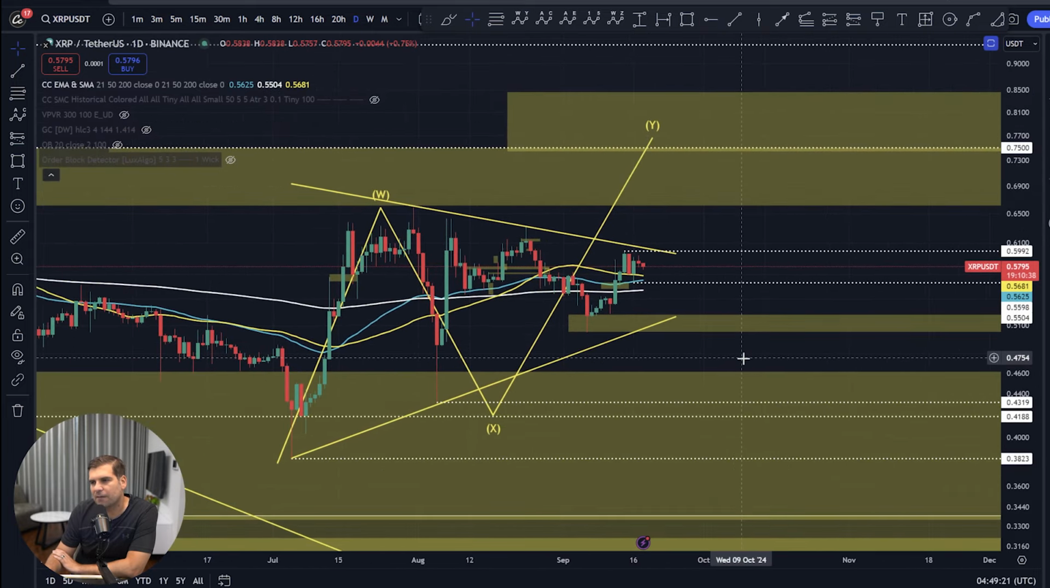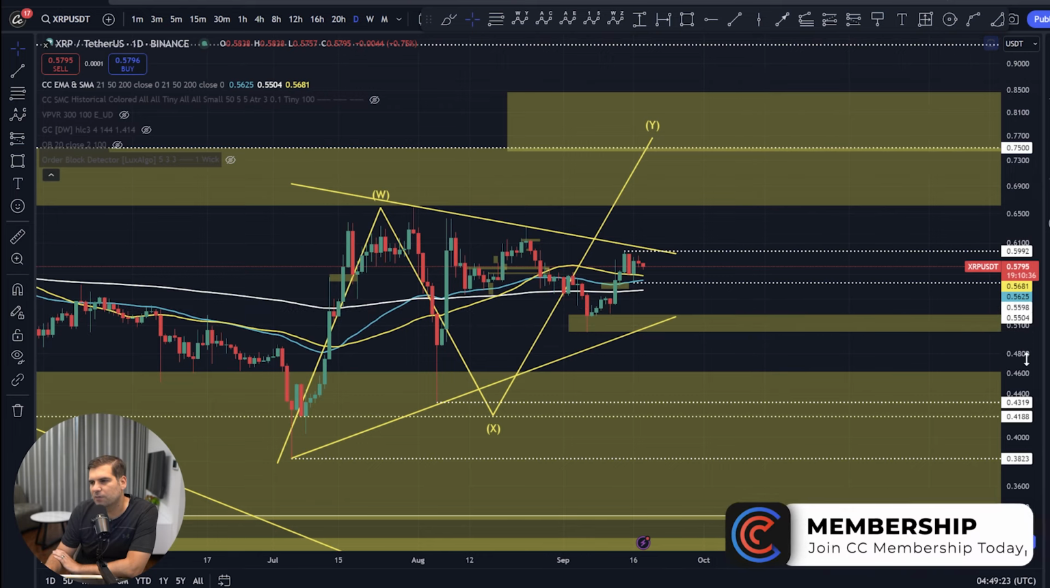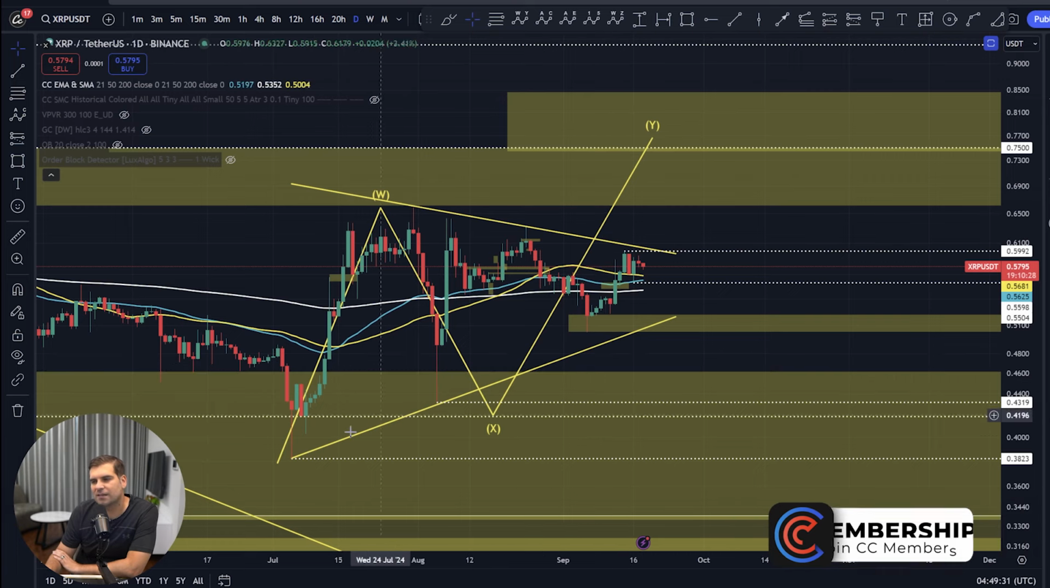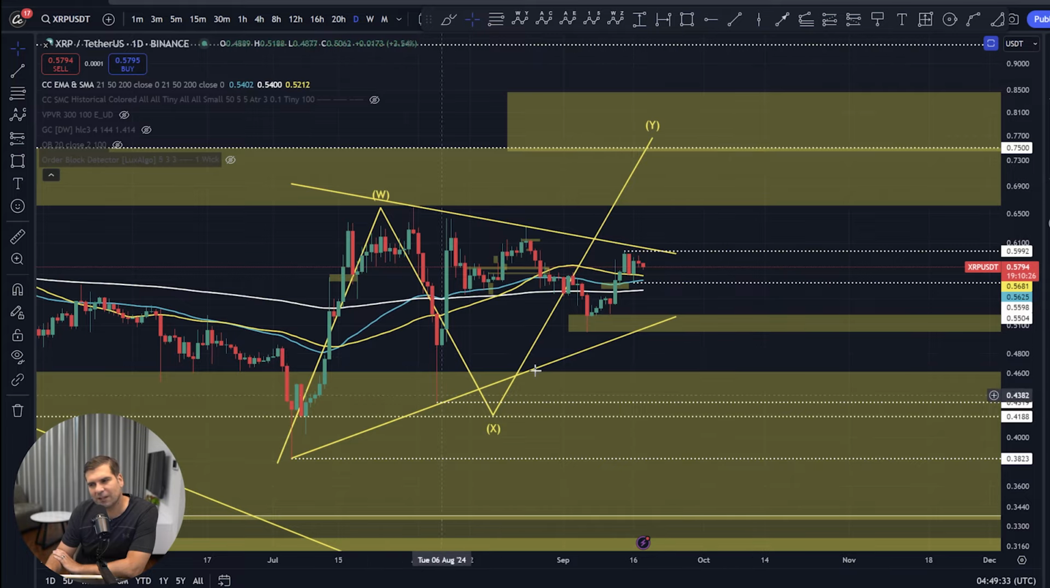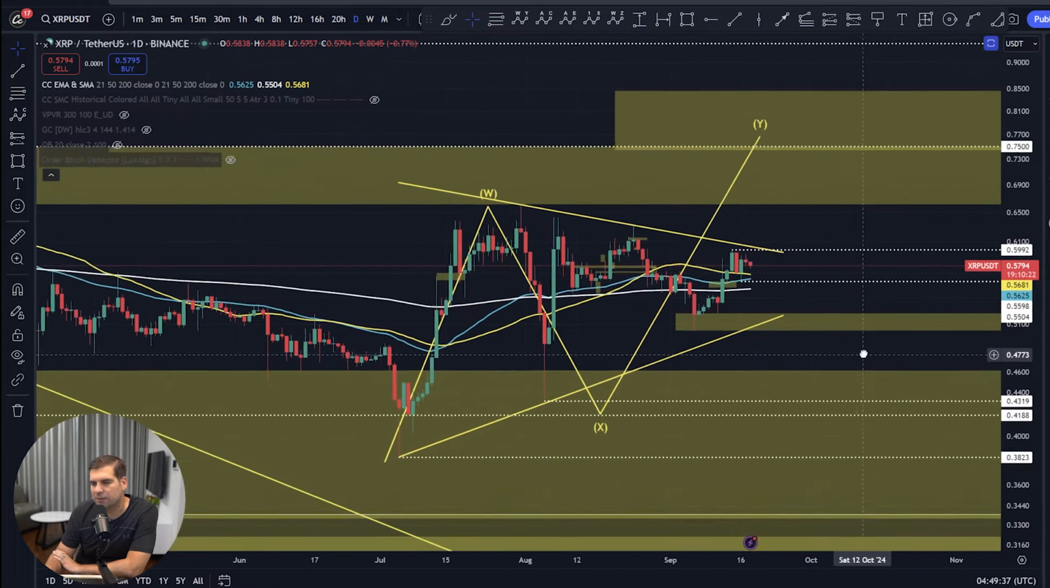The problem that I have here is that I don't think it's likely to happen right away. And with everything that's going on with the FOMC, my expectations are that maybe we even lose the 50-cent level and retest the lower trend line. Maybe even reset it altogether before we get into these bigger breaks to the upside.